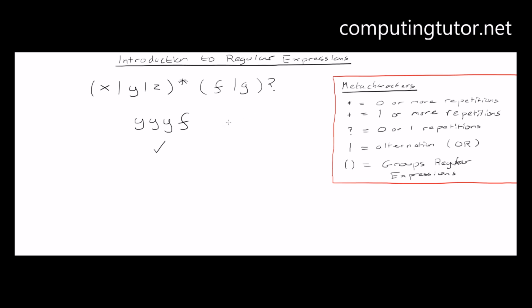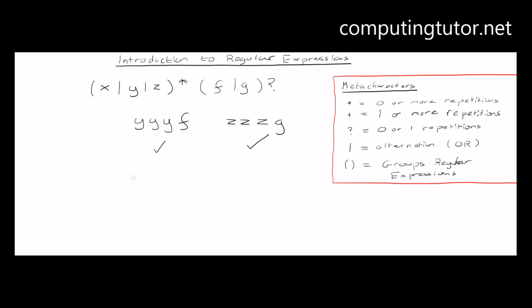Another string that would be acceptable is z, z, z, g. And this is similar to this one, except only that I've got 3 z's here, which meets the criteria for this part of the regular expression, because I've got 3 repetitions of z, and I've got 1 repetition of g, which meets this part of the regular expression.